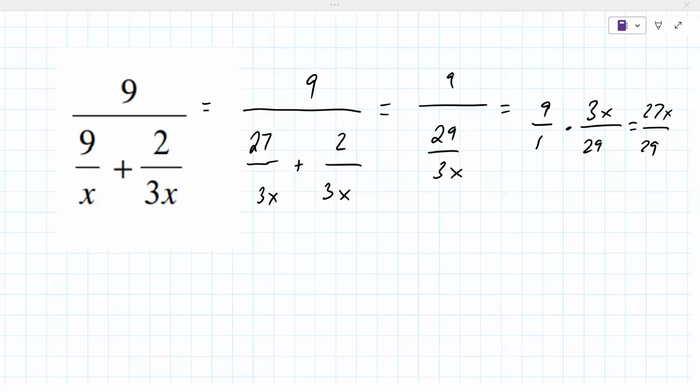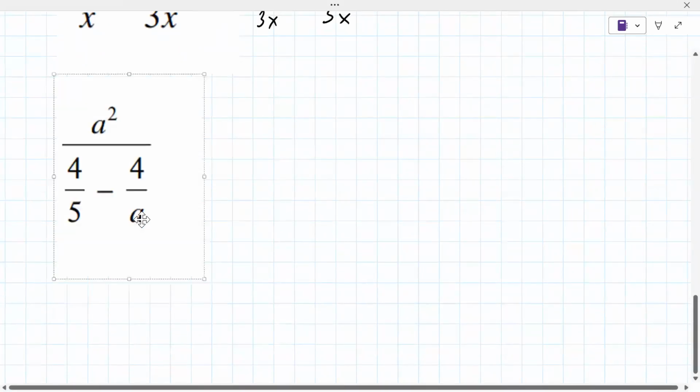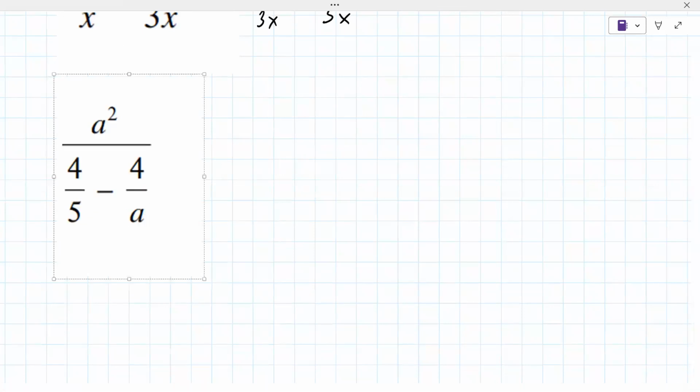All right. I know this one's a little bit harder because it's a subtraction, but why don't you try this one here on your own? Same thing, make a common denominator. This one has a little bit more cancellation to it than the other ones, but basically it's in the same category.